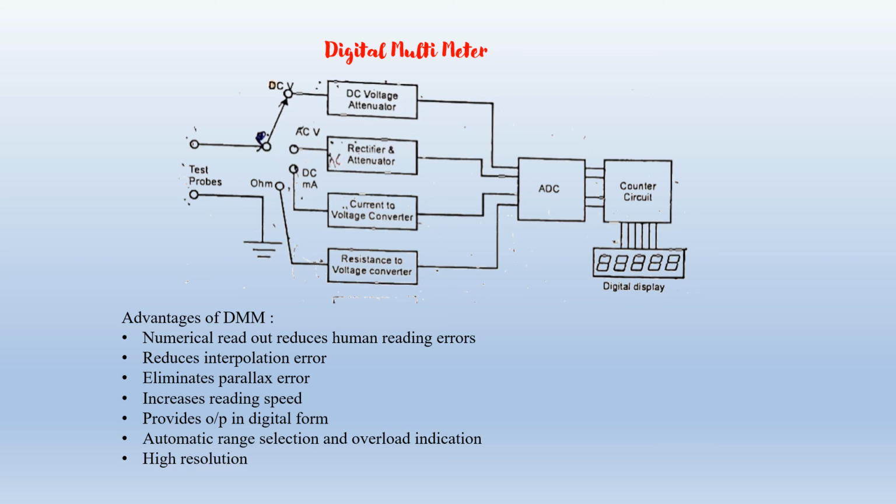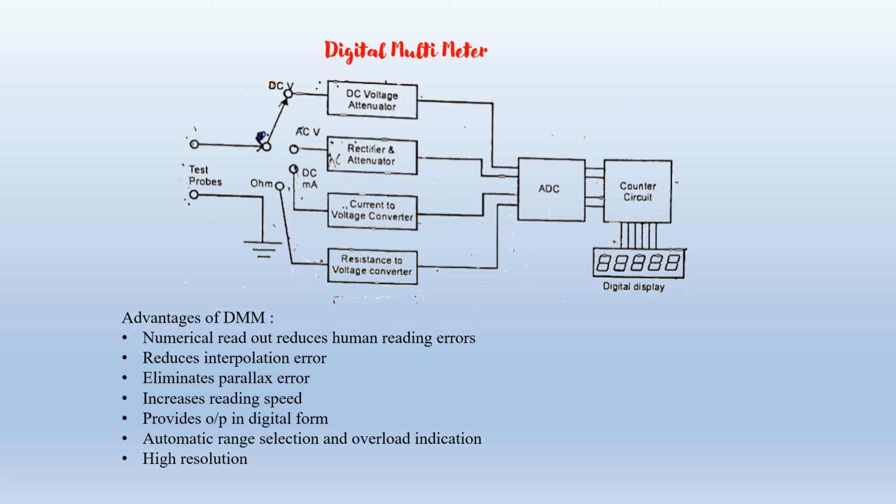Next block is for AC voltage measurement. For AC voltage measurement, the selector switch S connects AC attenuator along with rectifier to ADC. The ADC is then connected to counter circuit and digital display. AC voltage is converted into DC by using a rectifier and then it is given to ADC. The pulses given out by ADC are counted and the count is displayed on the display unit.